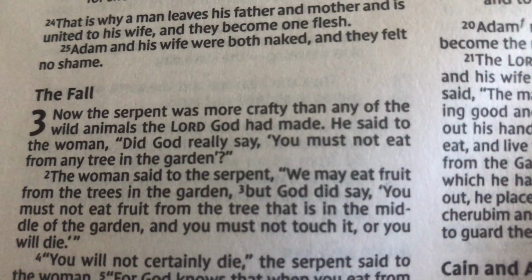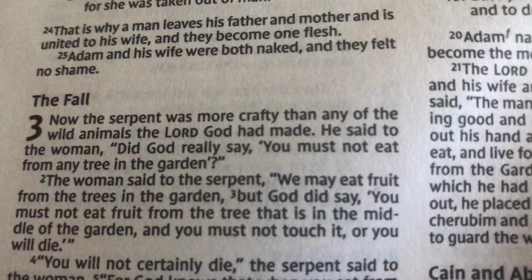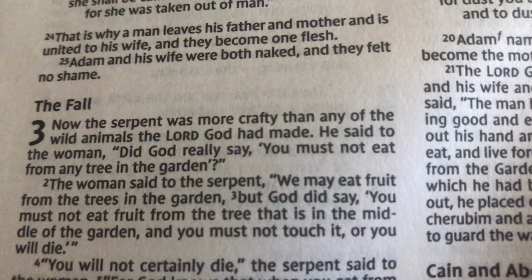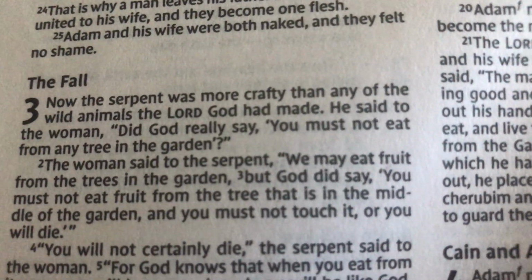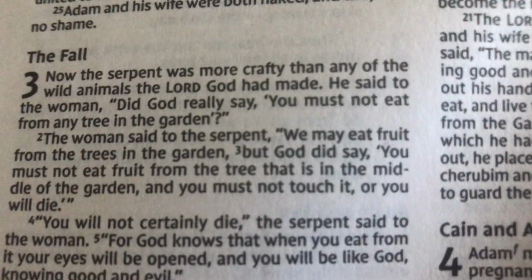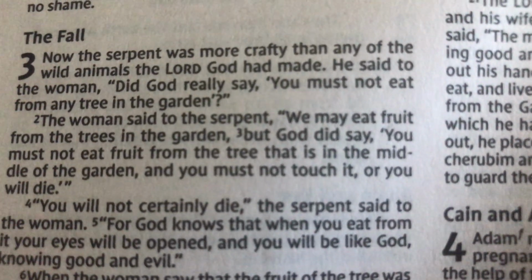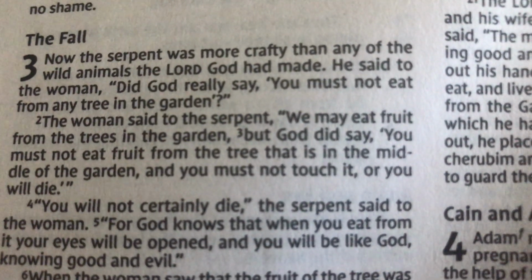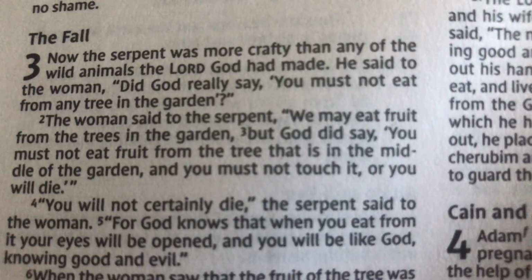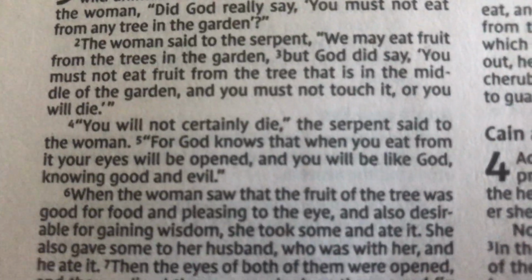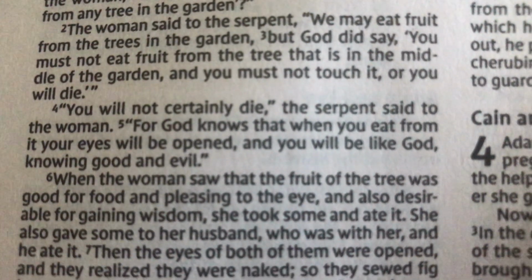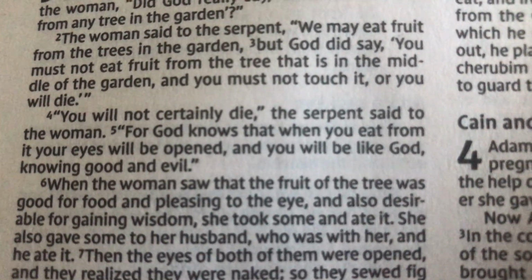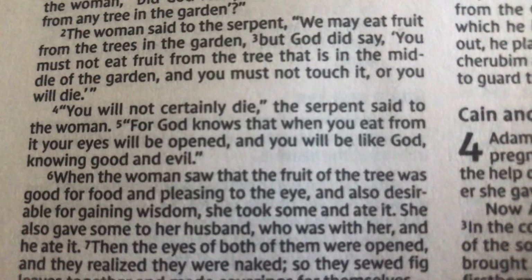Now the serpent was more crafty than any of the wild animals the Lord God had made. He said to the woman, "Did God really say you must not eat from the tree in the garden?" The woman said to the serpent, "We may eat fruit from the trees in the garden, but God did say you must not eat from the tree that is in the middle of the garden, and you must not touch it or you will die." "You will not certainly die," the serpent said to the woman, "for God knows that when you eat from it, your eyes will be open, and you will be like God, knowing good and evil."